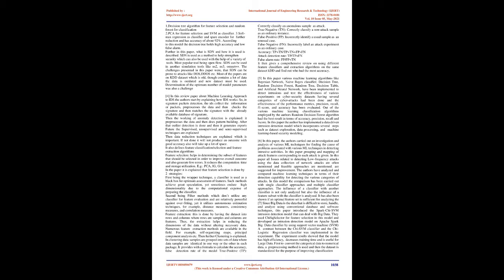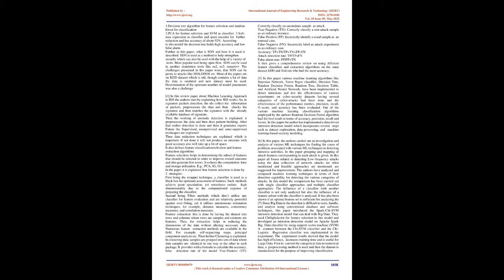Feature extraction: this is done by arranging the dataset into rows and columns, where rows are samples and columns are features. Thus, the extraction helps in reducing the dimensions of the data without altering necessary data. Numerous feature extraction methods are available in the field, for example, self-organizing maps, principal component analysis, etc. Then further clustering is explained. In clustering, data samples are grouped into sets where data samples are identical in one way or the other in each group. It provides a formula to calculate the accuracy and false detection rate of the model.